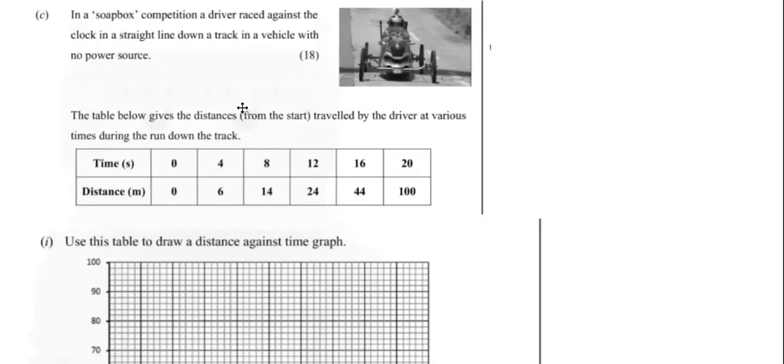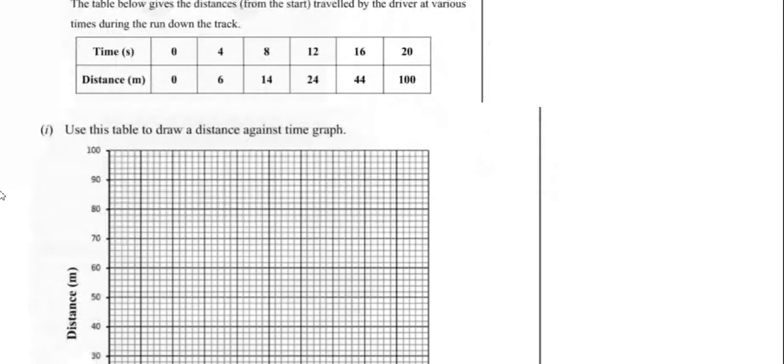Okay, in a soapbox competition, a driver races against the clock straight down a track. So soapbox is a competitor, a driver against the clock straight down a track in a vehicle with no power source. So soapbox derby is down a hill. The table below gives the distances from start travelled by the driver at various times down the track. All right, so we have points we need to graph here.